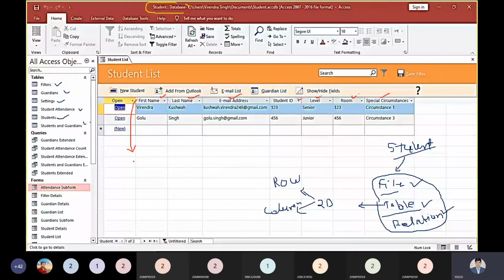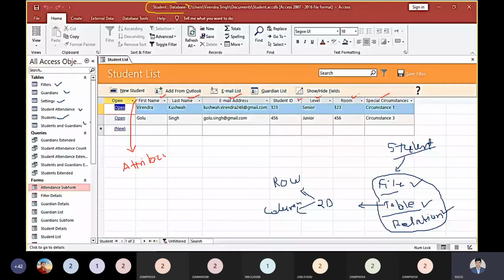Yes, tell me what are these? First name, last name, email, student ID, label, room, and special circumstances. Can you tell me what these are? Attributes, sir. Yes, these are also known as the attributes. Okay, good, super.